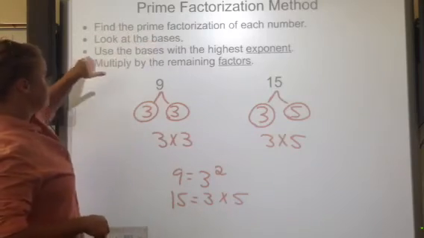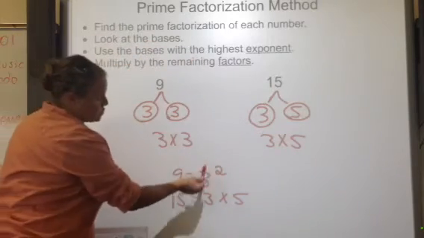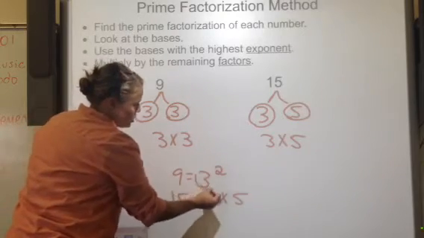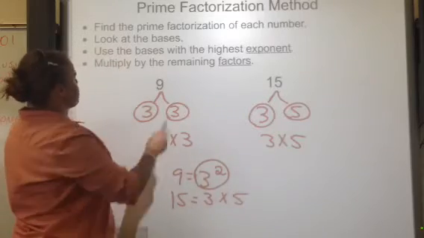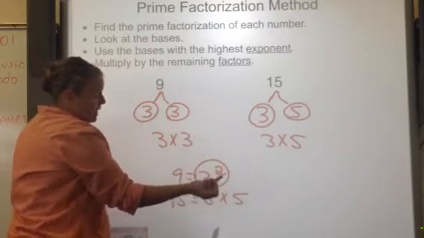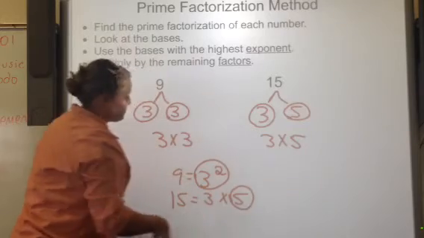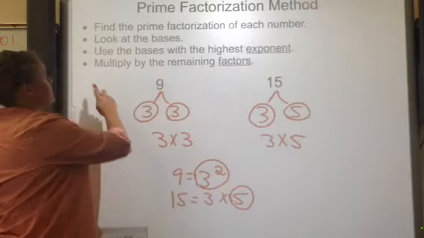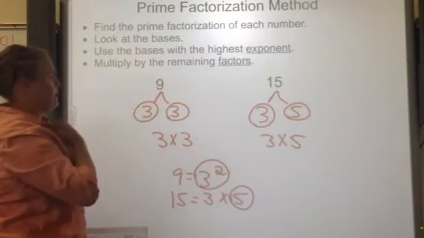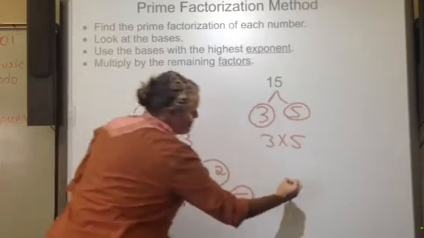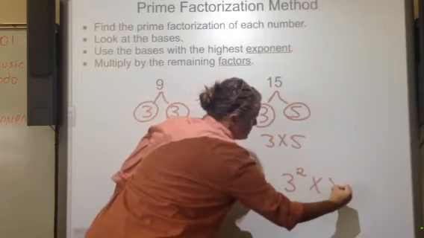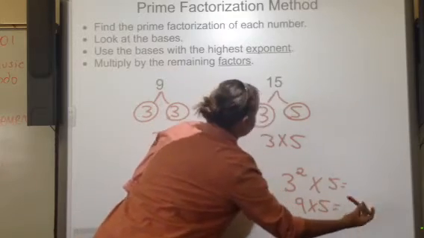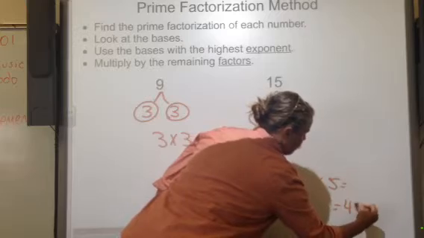So we've got to look at the bases. Use the bases with the highest exponent. So between the 3's, 3 to the 2nd power is the highest one. So I'm going to circle the 3 to the 2nd power. And then I'm also going to circle the 5 because I've got to use the 5 still. Because there's no 5 here, we have to use this one. So now we're going to multiply the remaining factors. So 3 to the 2nd power times 5. So 3 squared is 9 times 5 equals 45.